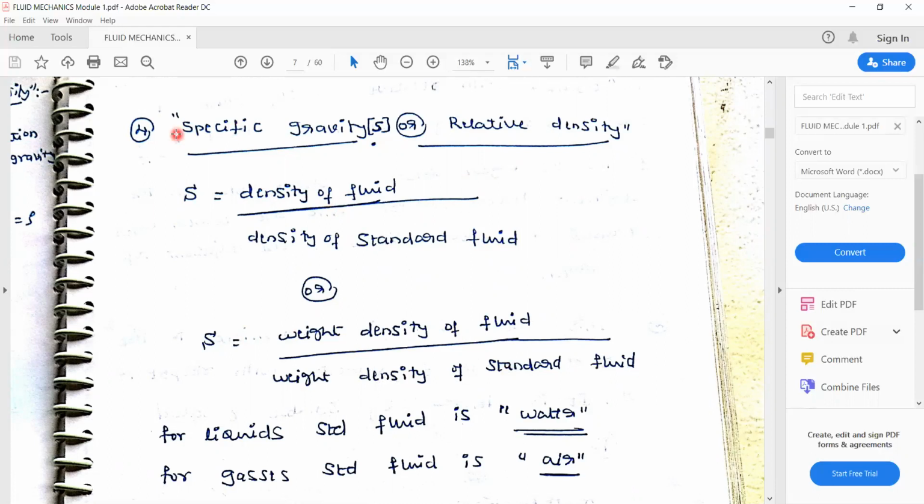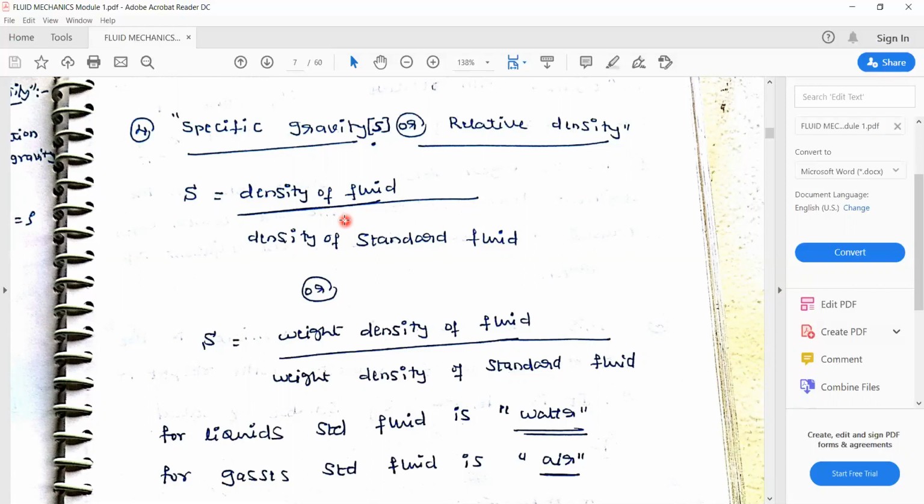This is the definition for specific gravity. For specific gravity, there is no unit. Why? Because the density unit is the same, kg per meter cube, kg per meter cube, so it will get cancelled. You will not get any unit for specific gravity.